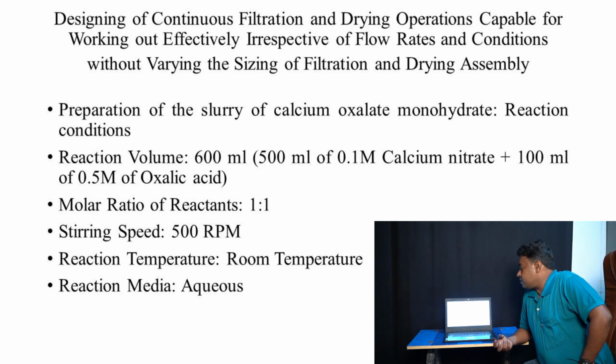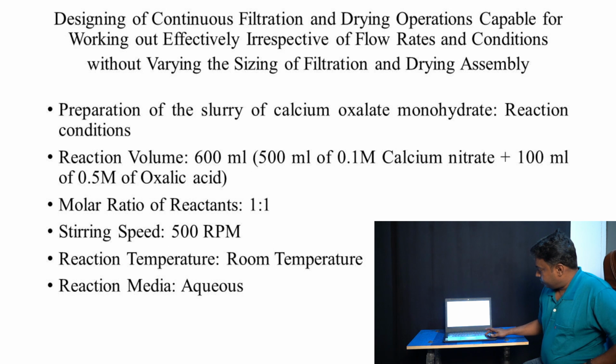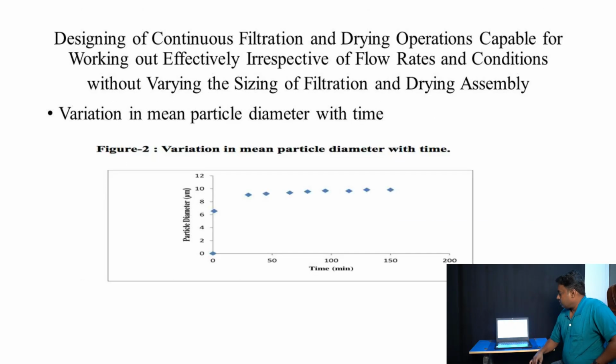The stirring speed, meaning the speed of agitation, was 500 rpm, which was larger than the critical settling velocity of the largest particle. The reaction was carried out at room temperature and in aqueous media. From the experiment, it is observed that the mean particle diameter increases over a period of time up to 30 minutes, and after that it remains almost constant.